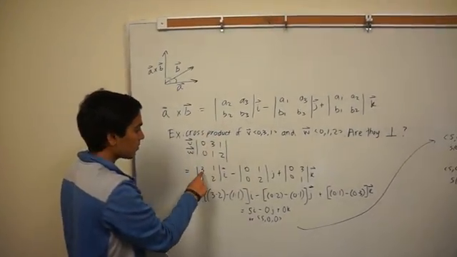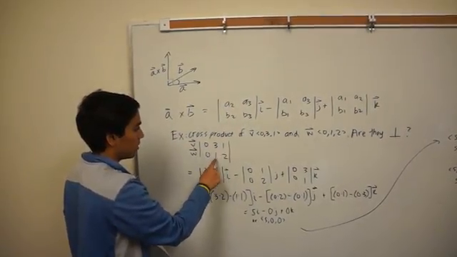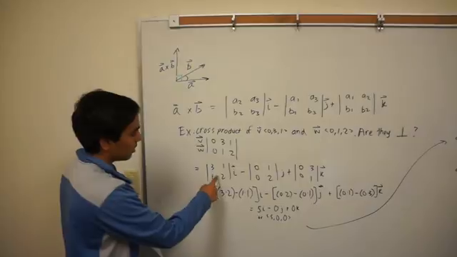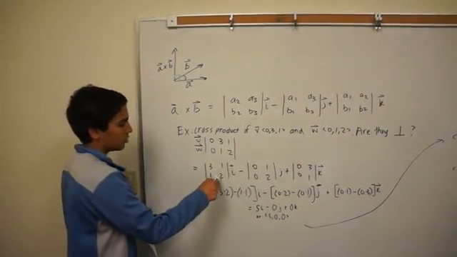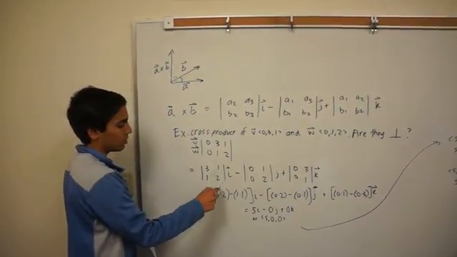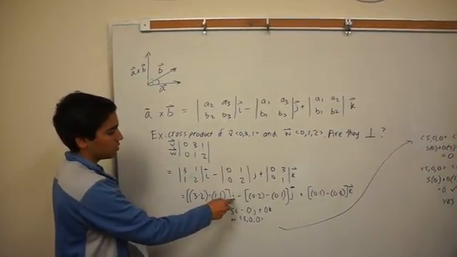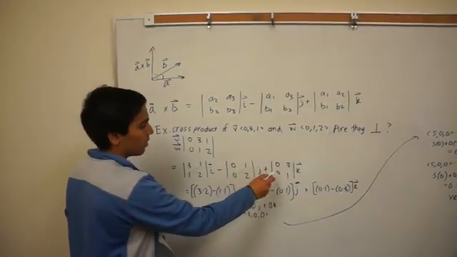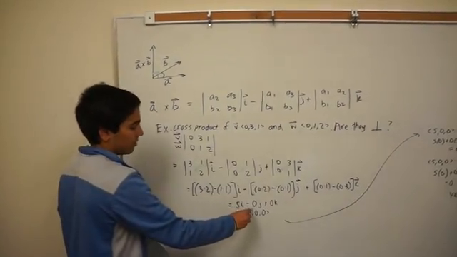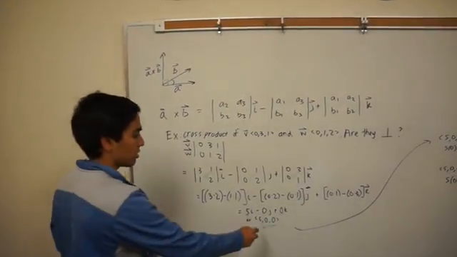You have A2, A3, B2, B3, you put them in there, and according to this, you do the determinant. You multiply these two, and then subtract the product of these two, so you do 3 times 2 minus 1 times 1, and then you put an I there, which is the unit vector, and you do that for all of them. Just multiply them out, subtract, do all the work, and you should get 5, 0, 0 as your final vector. This is your cross product.